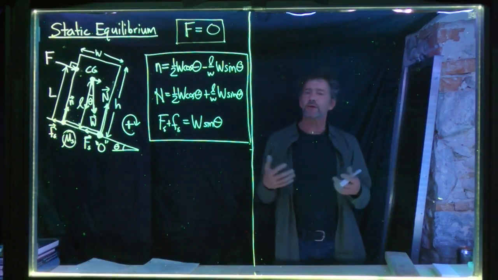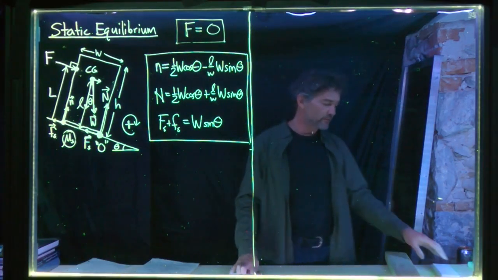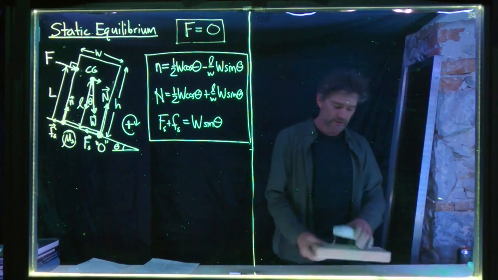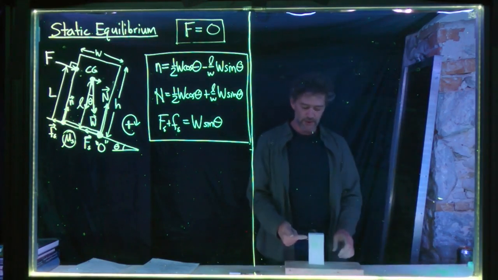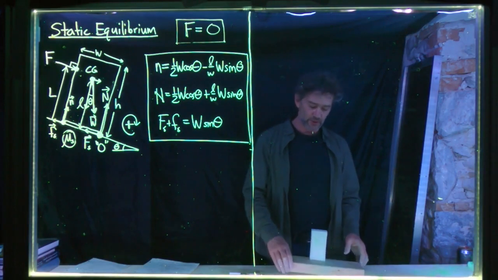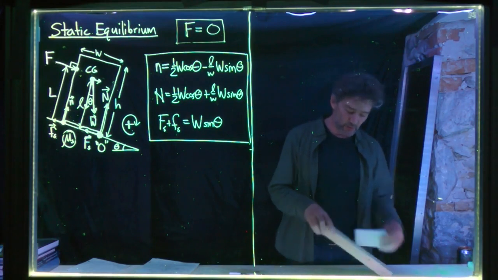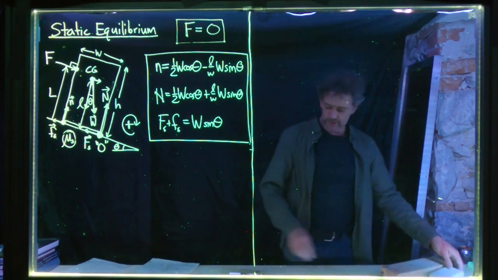Okay, so now we're going to consider the other general case, and that is when the applied force is equal to zero. Last time we had a horizontal ramp and we applied a force. Now we're going to say the force is equal to zero, but instead we're going to tip up the ramp like this, until the thing is on the verge of tipping over. So that's the situation now.